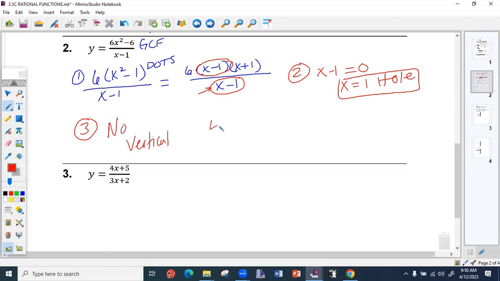Okay. Step 4 is going back to the original problem and comparing the degrees. So the degree of the numerator is 2. The degree of the denominator is 1. So since the numerator is greater than the denominator, that means that there is no horizontal asymptote.